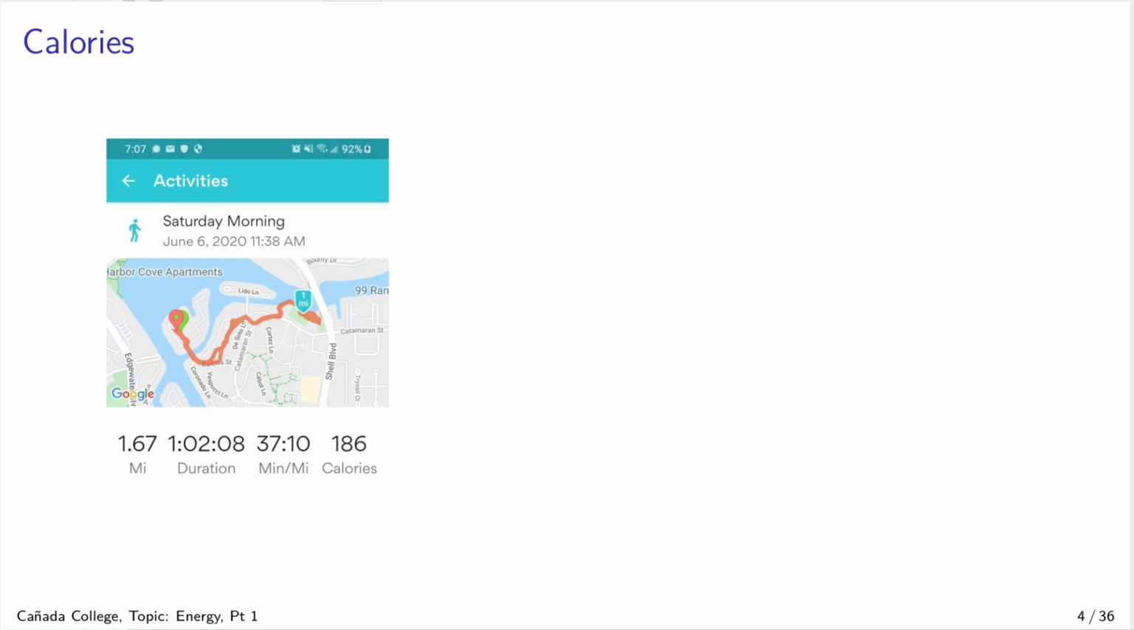Some of you may be using an app on your phone that counts calories. For example, this is an app that I have on my phone, and I use it to record my daily walking exercise and things like that. So what this app is telling me is that I walked 1.67 miles in some time, and I have something known as 186 calories that are being shown here. So what is this number, or what is this quantity?